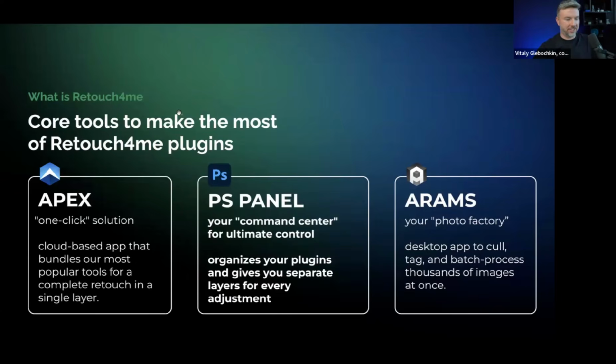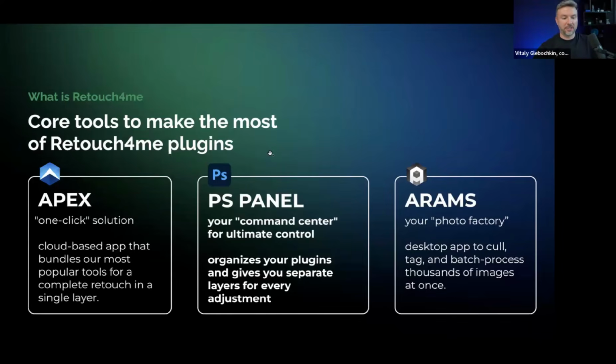So here on the screen, you see three products, and each product differs from the others. The first one is Apex. Retouch4me Apex is a plugin for the cloud. When you're working with the cloud, you pay only per retouch. So you have retouching credits, and in one interface, you will have 11 tools for your retouching. No matter how many tools you're using on the same image, you will pay only for one retouch.